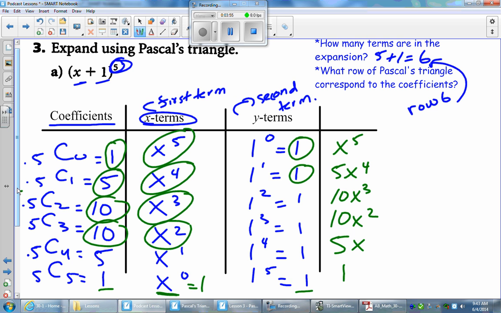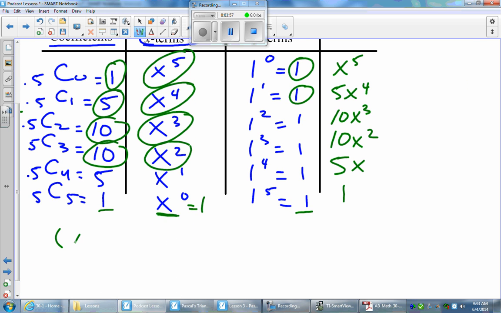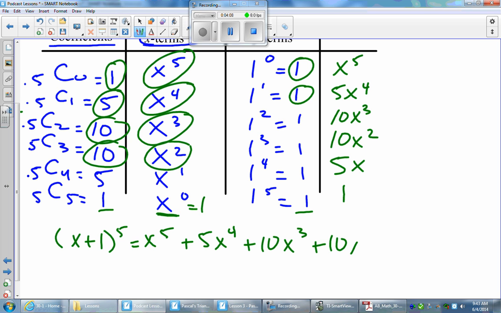So to write down the final expansion here, we can finish it off. x plus 1 to the power of 5 is x to the power of 5 plus 5x to the power of 4 plus 10x cubed plus 10x squared plus 5x plus 1.